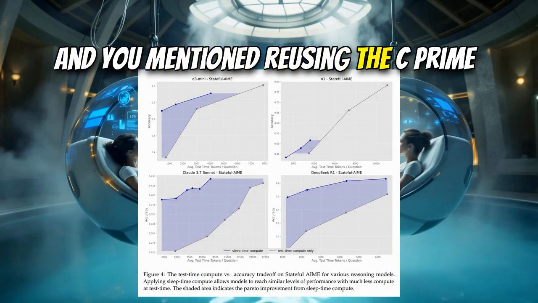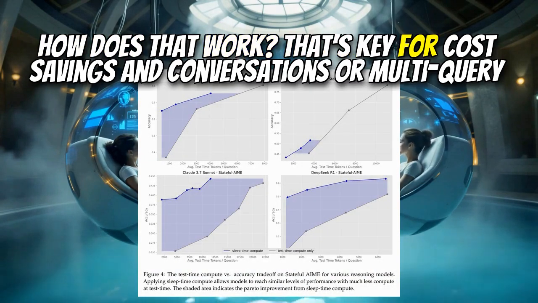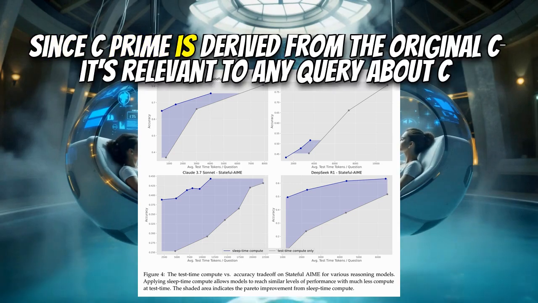And you mentioned reusing the C prime. How does that work? That's key for cost savings in conversations or multi-query scenarios. Since C prime is derived from the original C, it's relevant to any query about C.